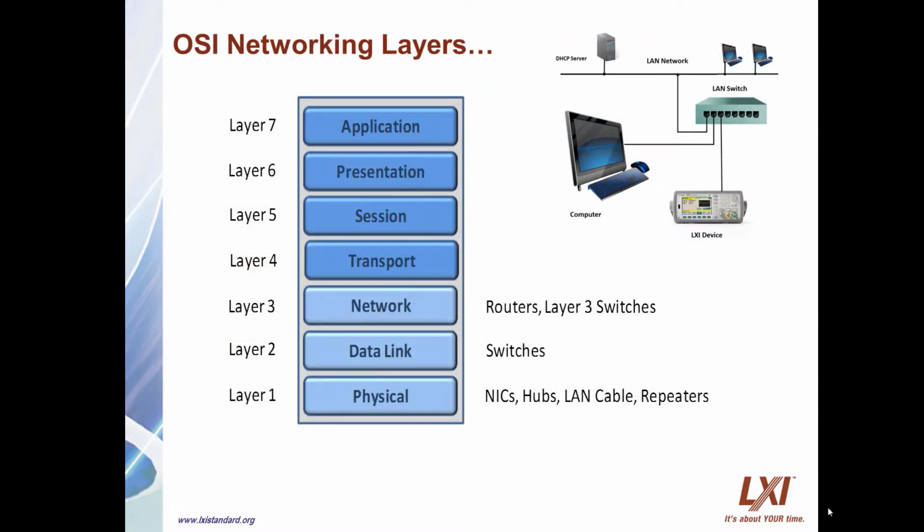The Open Systems Interconnection Model, OSI, helps you think of networking in terms of abstraction layers. Different communication technologies with similar functions group into different logical layers on the OSI model. Each layer of the OSI model makes use of functions provided by the layers below it and provides functions used by the layers above it. The LXI specification focuses on layers 1 through 3.